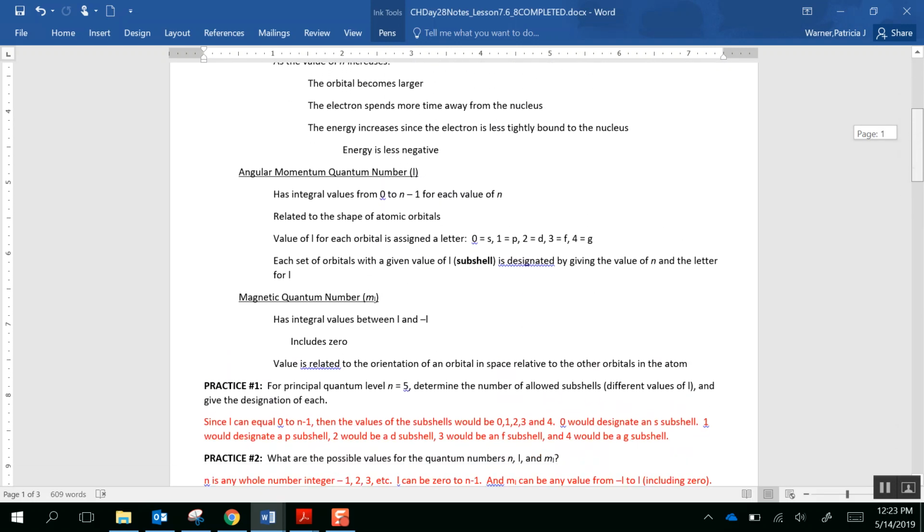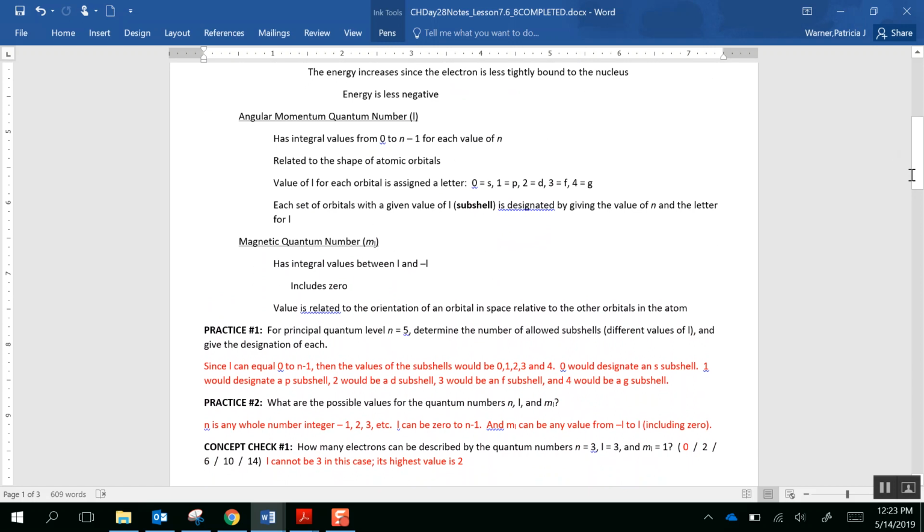The second quantum number, the angular momentum quantum number, has integral values from 0 to n minus 1 for each value of n. So if n equals 2, then the angular momentum quantum number can be 0 or 1. It can't be any greater than that. The angular momentum quantum number is related to the shape of the orbital.